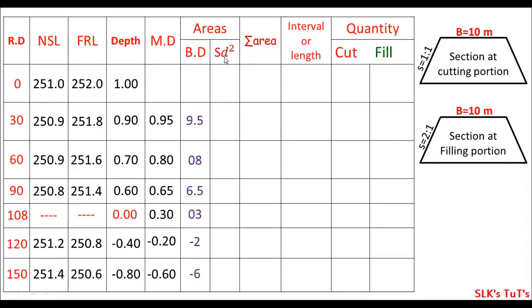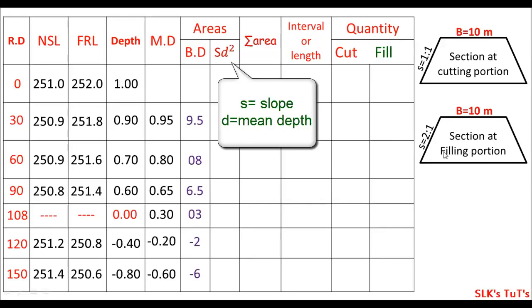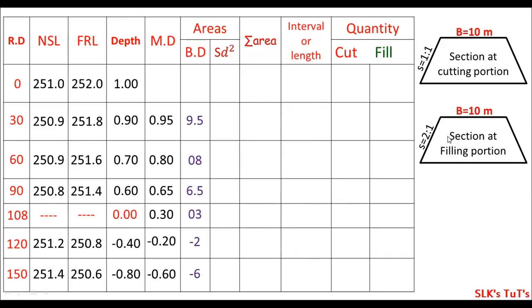Now it's the turn of SD square. SD square is just the area of the sides, the area of both sides, okay? Because the slope is uniform on both sides in this section. If the slope were not uniform, then you can use SD square divided by 2 for one side and SD square divided by 2 for the other side, okay? This time, the slope is uniform, so we'll use only SD square.